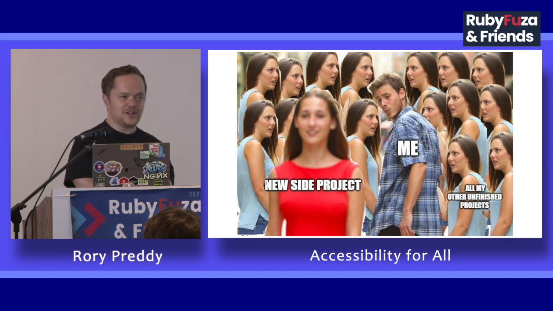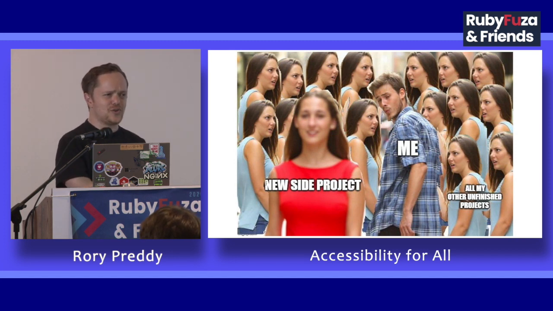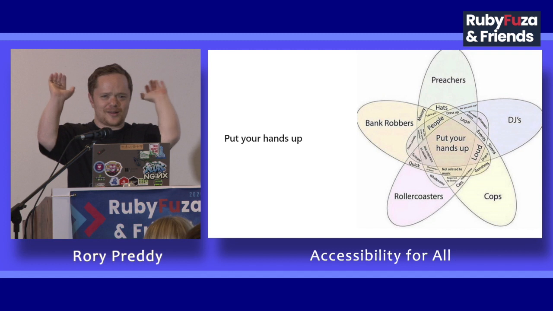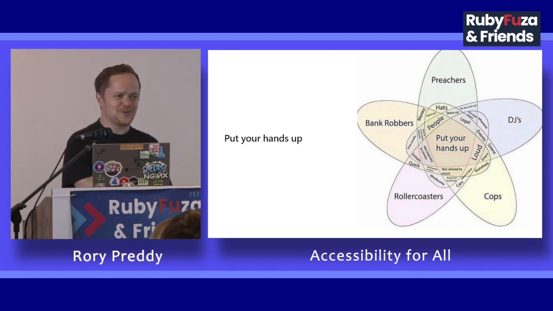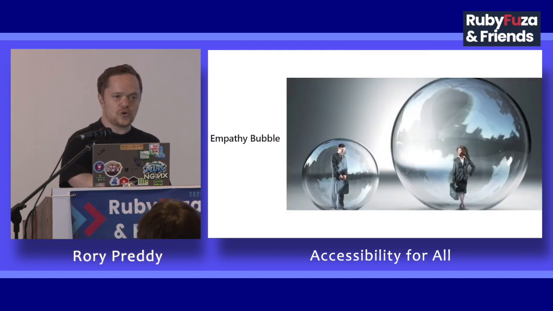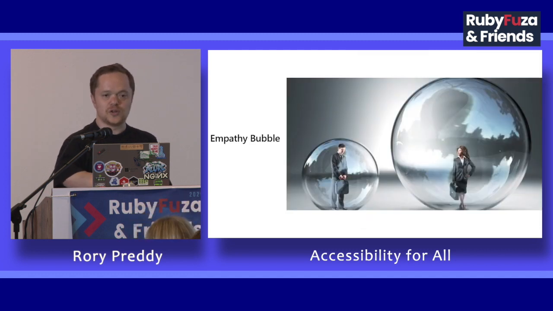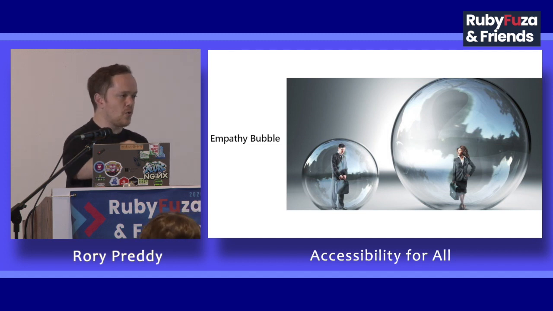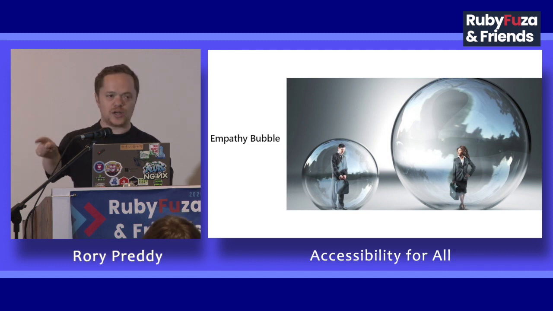And then you have an ikigai, which is a bit different. Like, who wants to help with accessibility issues? Bank robbers, preachers, DJs, cops, and roller coasters. Put your hands up. I'll help with your ikigai. Because if you're standing in this room now, you actually exist in an empathy bubble. Everyone's specific accessibility issues are different. Even if you have an accessibility disability or a problem, you don't have it exactly the same as the person next to you. Everyone is unique, though.